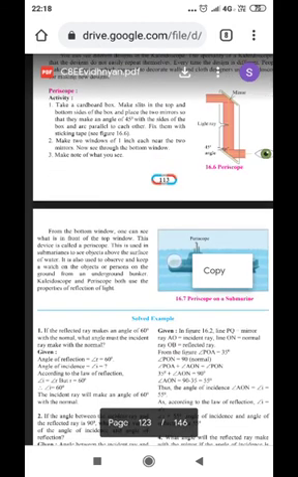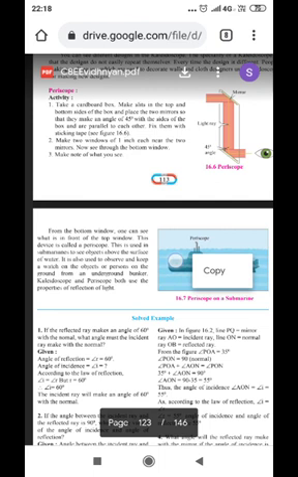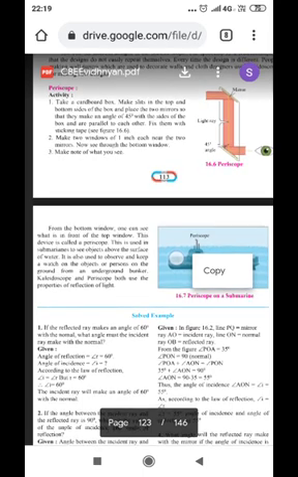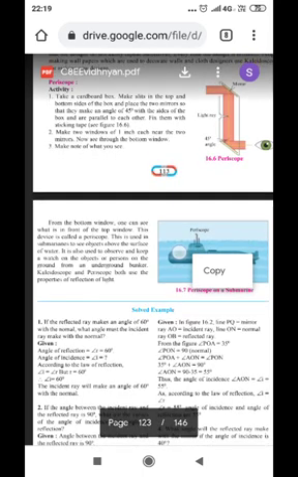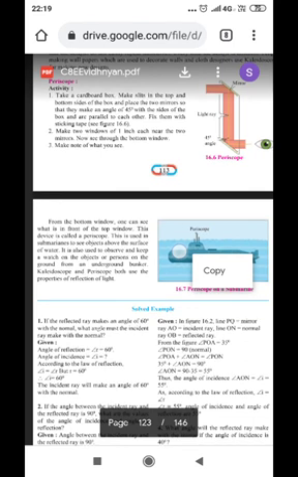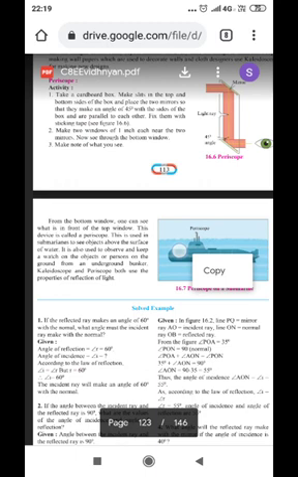Periscope. Now, how do we perform the activity for the periscope? Take a cardboard box, make slits at the top and the bottom of the sides of the box, and place two mirrors so that they make an angle of 45 degrees with the sides of the box and they are parallel to each other. Fix them with sticking tape, as seen in figure 16.6. You can see the mirrors are parallel, up and down, making a 45-degree angle with the cardboard, both at the top as well as at the bottom.